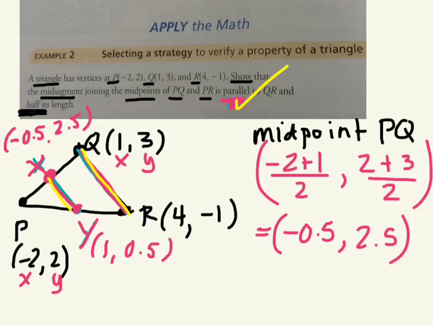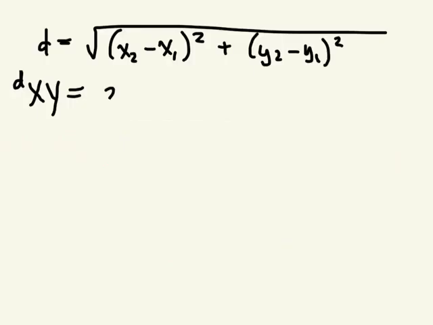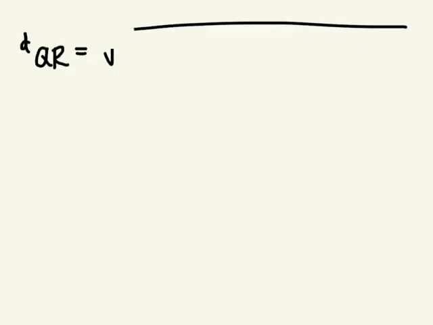How do you find the length of a line segment? Distance formula. So find the length of XY, find the length of QR. When you calculate it, you should get 2.5. What was the distance of QR? Final answer, distance of QR, 5. Is XY half the length of QR?